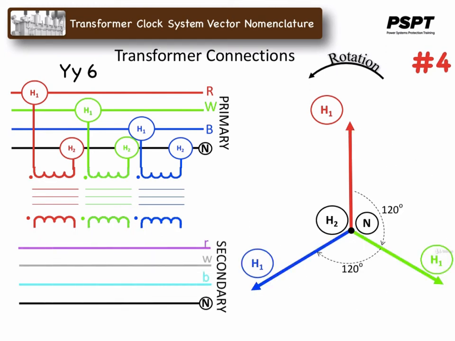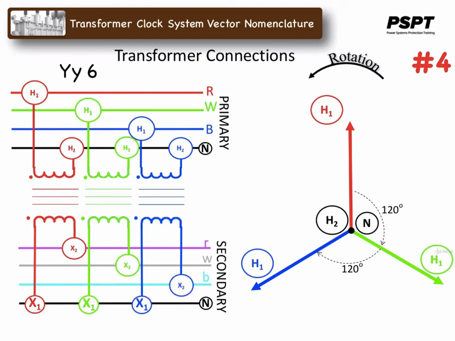The fourth connection of the YY configuration would look like this. The X1 terminals are connected together this time to form the secondary neutral, and the X2 winding terminals are connected to their respective red, white, and blue phases on the secondary bus. The secondary phasors would look like this, showing that in the secondary, voltages are 180 degrees out of phase with the respective primary voltages.